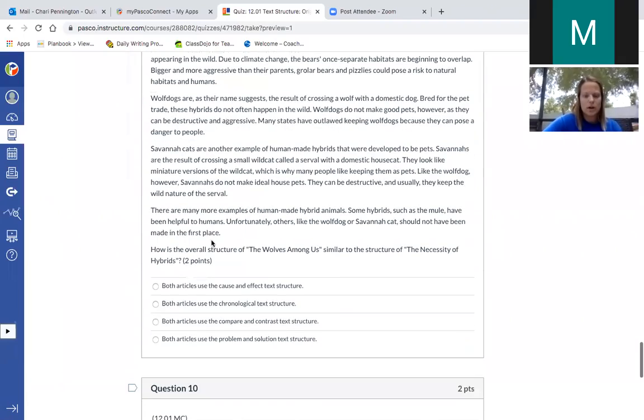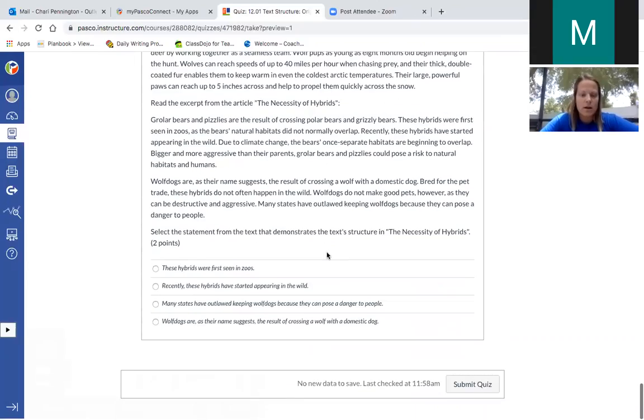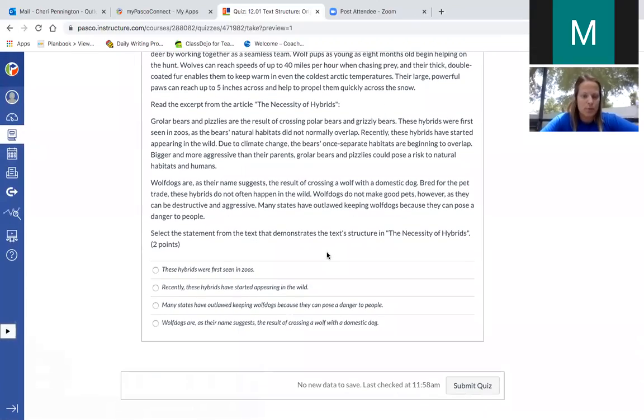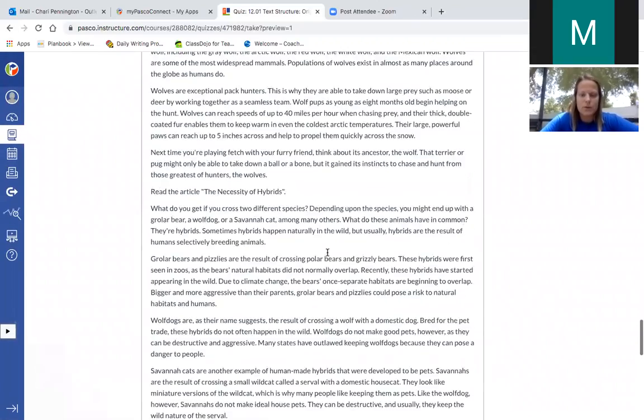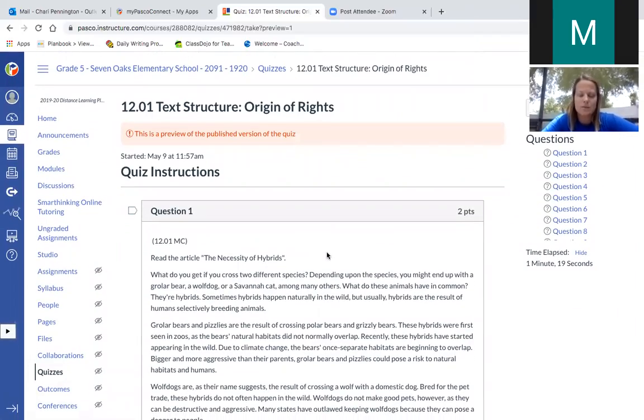And then if we scroll down here, we're looking at the overall structure. So if you paid attention to those 4 types of text structures that were in the text, these should be fine for you to do. Please refer back to your notes when taking it, and remember that you have 3 attempts at this quiz. All right, guys, that was it.